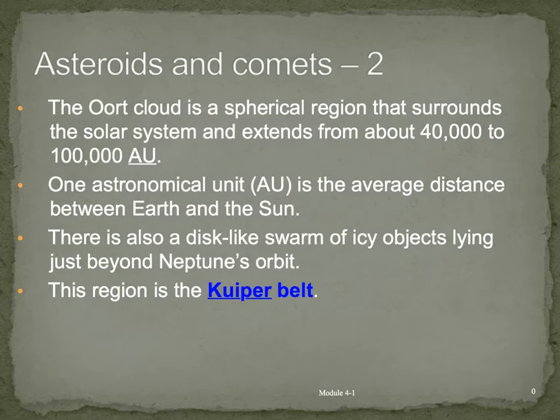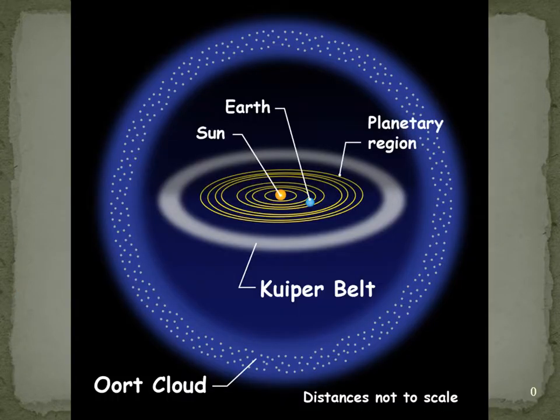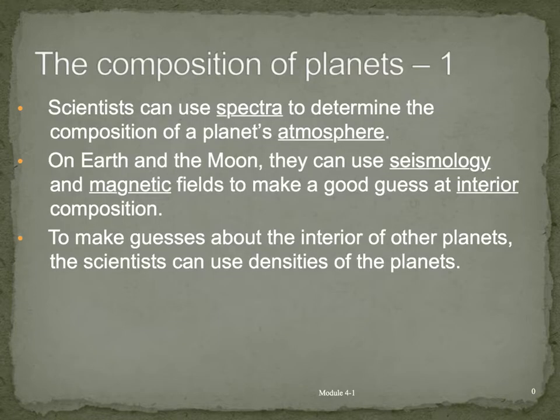There is also a disk-like swarm of icy objects lying beyond Neptune's orbit. This region is called the Kuiper belt. As you can see here, the Kuiper belt is just beyond Neptune's orbit, and the Oort cloud is beyond the Kuiper belt. Scientists can use spectra or wavelengths to determine the composition of a planet's atmosphere. Remember, every element gives off a different wavelength.